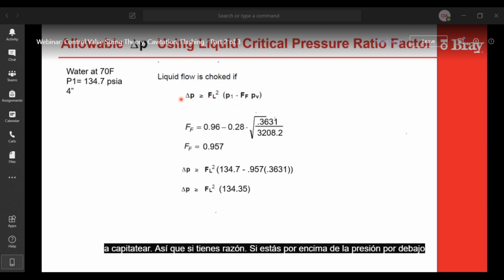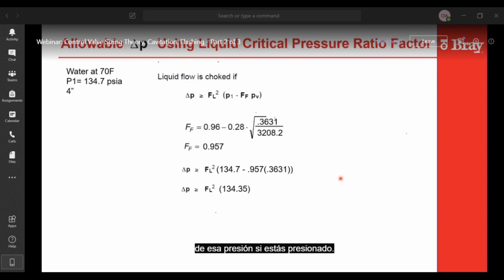So if you're above that pressure or below that pressure. Yep. This is very easy for someone to remember: the max delta P a valve can take will be equal or less than the recovery factor squared times the inlet pressure. And the recovery factor squared is available in everybody's documentation.